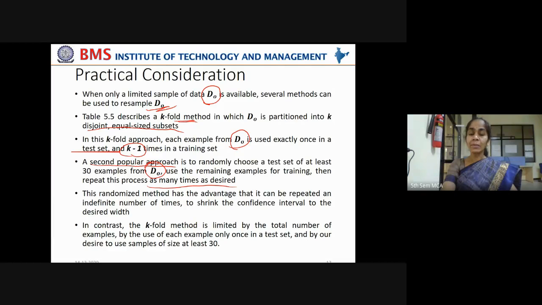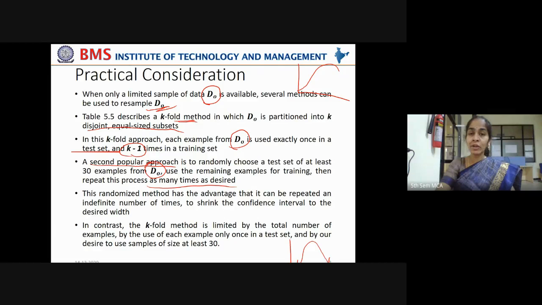Now, this randomized method has the advantage that it can be repeated an infinite number of times. It is based on your patience and time, to shrink the confidence interval to the desired width. What will happen in this case? In this randomized method, as you go on testing as many times as you want, the confidence interval may actually shrink. It used to be in this way, right? 95% confidence interval.